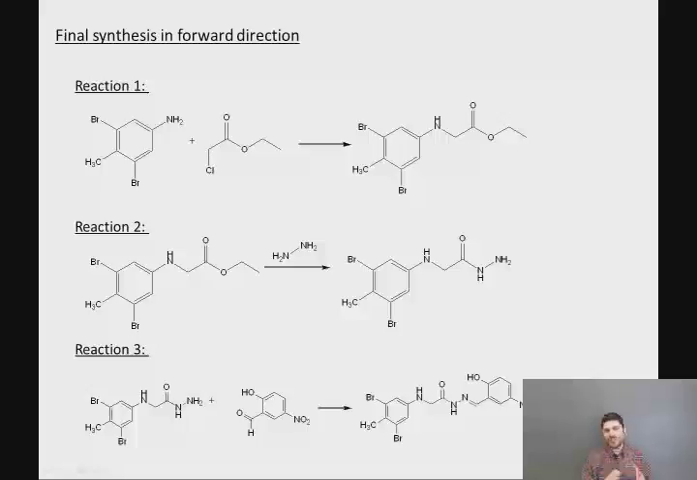Okay, so in this particular synthesis, all of the reactions that we performed to increase molecular complexity were carbon-nitrogen bond-forming reactions. Moving forward, we're going to consider reactions that increase molecular complexity through the formation of carbon-carbon bonds.